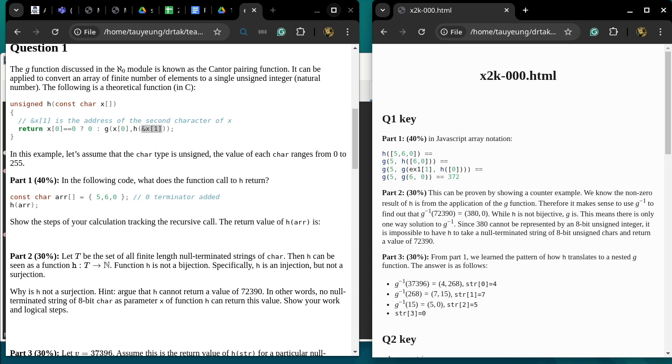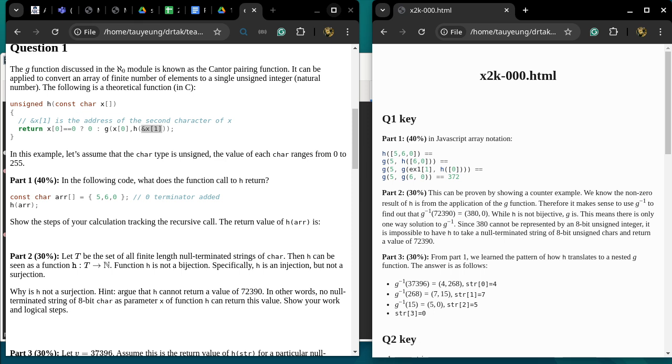The first recursive call will basically look at this. Oh, okay, I forgot about this. So this is supposed to be the 6. I forgot to put a dollar and then curly brace around it. So this is 6, and then it will try to find out what is h of, this time, the null terminator.